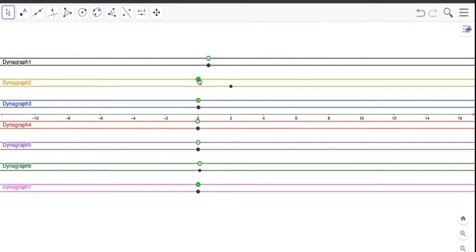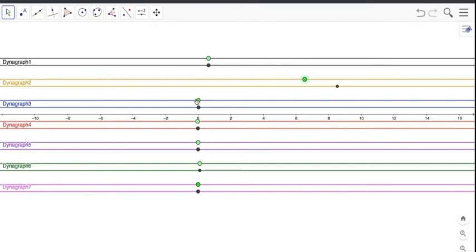Let's look at the second one, with the green dot being the input and the black the output. When we move the green dot, we see that the value of y, the black dot, is the value of x plus 2. It is the value of the input plus 2. Like if the green dot is 4, the black dot is 6. So it's aligned with the equation y equals x plus 2. You can observe it.